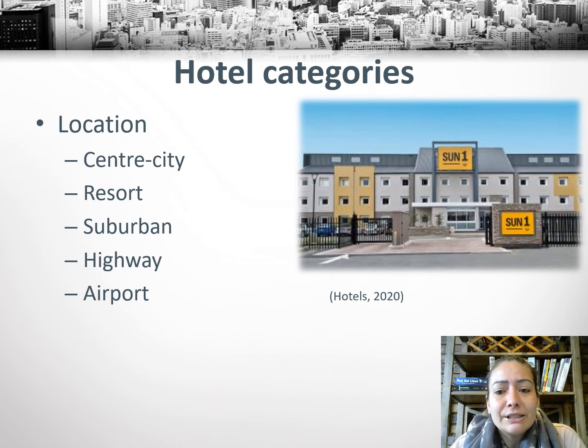It's located next to the highway because it is normally who stays there? It's travelers, people that travel far, people just need to rest and sleep over because they are tired from traveling, and it's not very expensive, but we'll get to prices now. Good, and then the next location that we have is airport. Where is it located? Close to an airport.